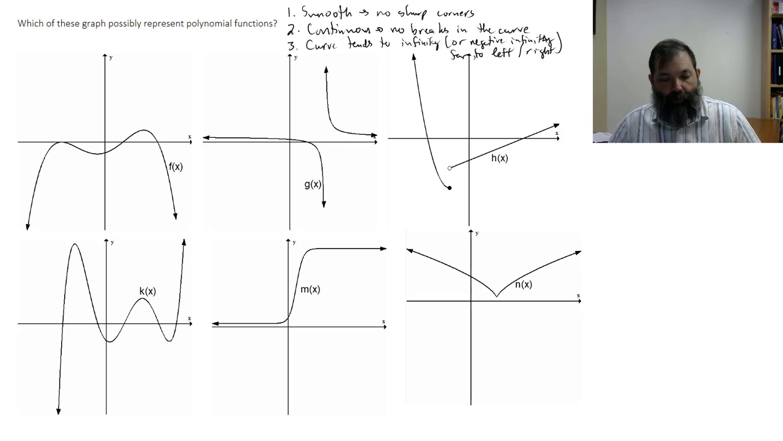It's just likely. So if we look at this first curve that's labeled f of x, there are no sharp corners. It appears to be smooth, and it's continuous. I can draw the whole curve without picking up my pen. Does the curve tend to infinity or negative infinity far to the left or to the right? Far to the left, I see the curve tending to negative infinity, and far to the right, the curve is tending to negative infinity as well. This is possibly a polynomial.